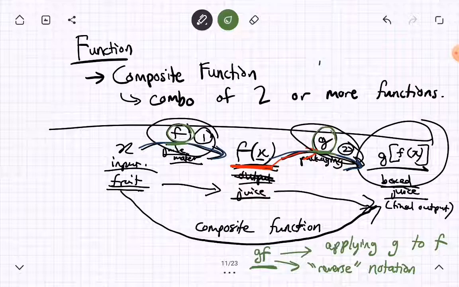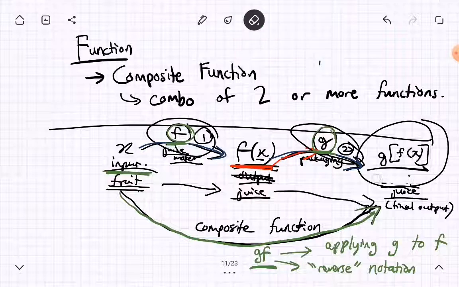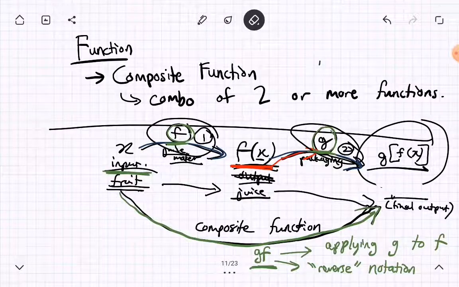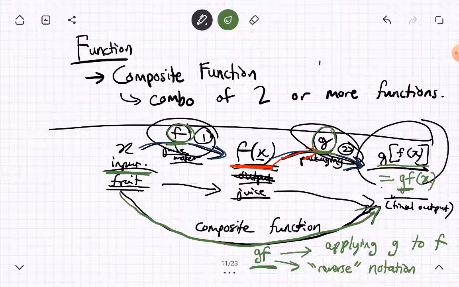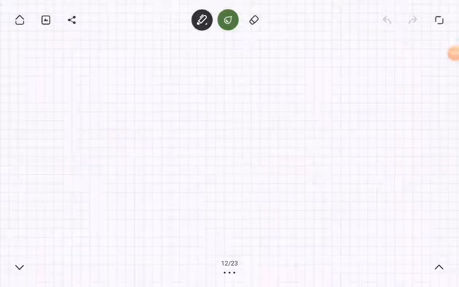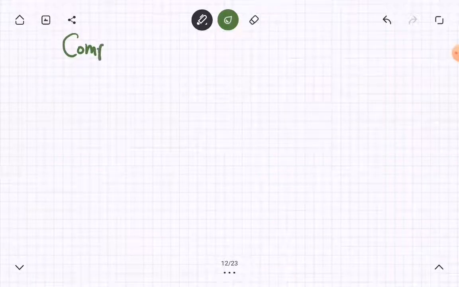Okay, and so if this whole function is gf and our input is x, right? What is another way we can write the output? We can also write this output g(f(x)). We can also write this as gf(x), right? Because gf is now a function and x is the input. Okay, nice.